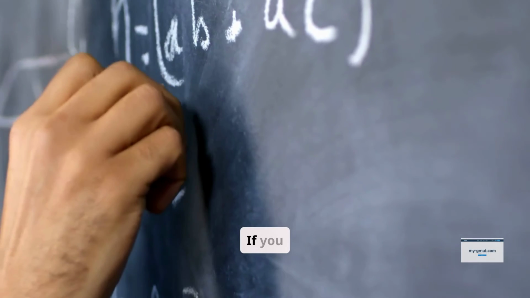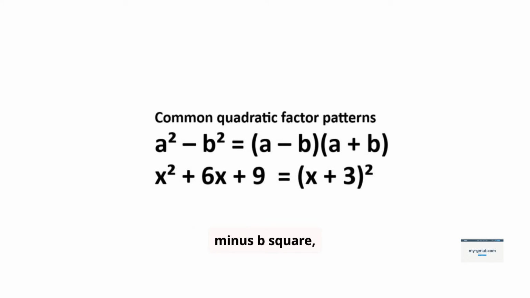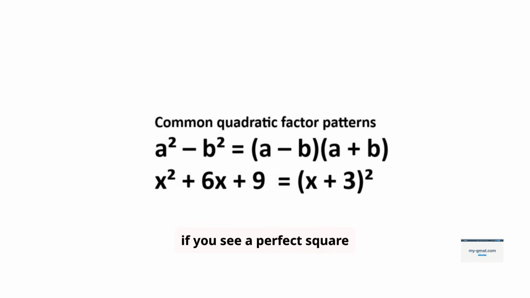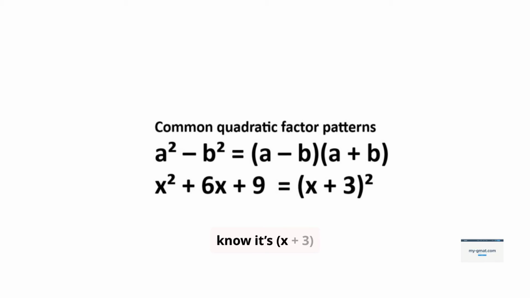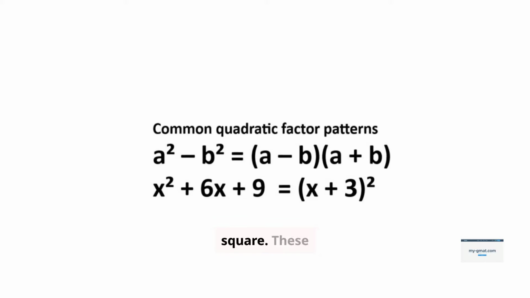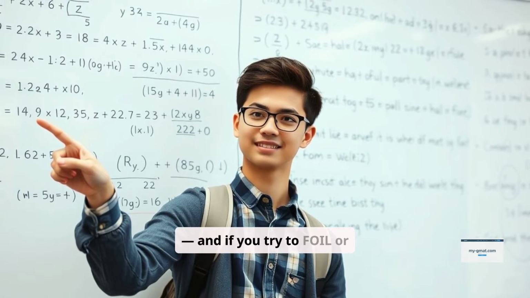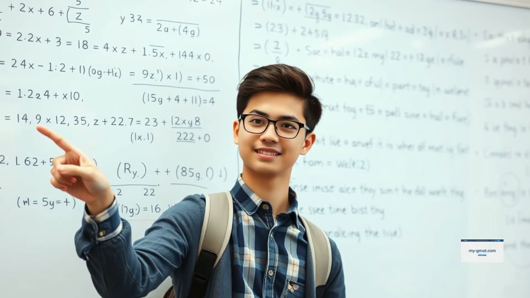Next up, common quadratic factor patterns. If you see a squared minus b squared, recognize it as (a minus b)(a plus b). And if you see a perfect square trinomial like x squared plus 6x plus 9, you should know it's (x plus 3) squared. These identities pop up in DS and PS questions all the time, and if you try to FOIL or expand manually every time, you'll burn time unnecessarily.